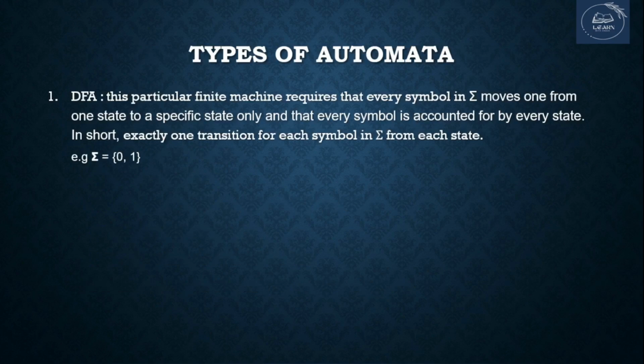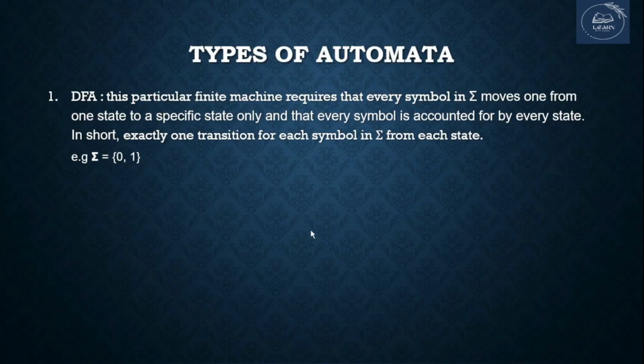So, types of an automata. Now we are looking at DFA. We say this particular finite machine requires that every symbol in sigma moves from one state to a specific state only, and that every symbol is accounted for by every state. So in short, a DFA allows for exactly one transition for each symbol in sigma, for each symbol in the alphabet from each state.